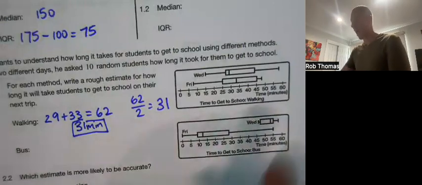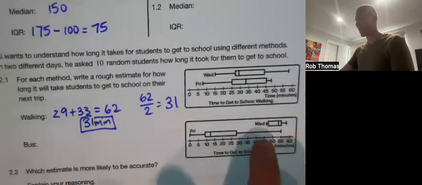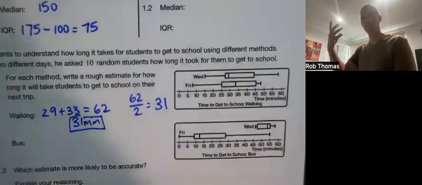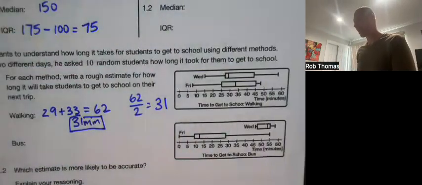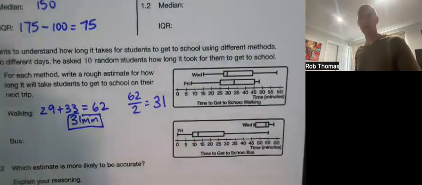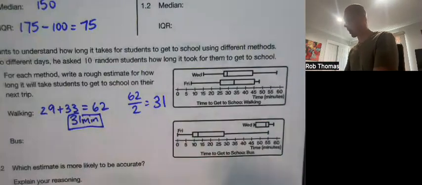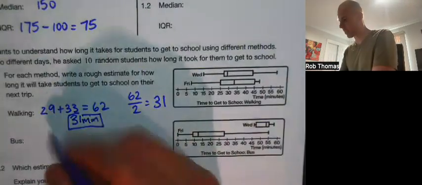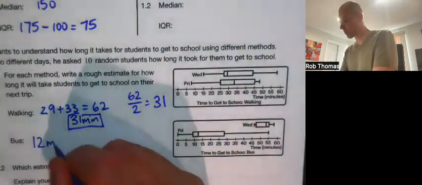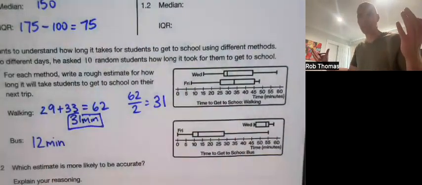I'm going to say, look, I don't believe this Wednesday data. I think this Wednesday data is janky for some reason. And this Friday data is something that I could probably just hopefully generalize from. I'm going to say the Friday median is the best median of how long it really takes somebody to get to school. And so I'm going to say 12 minutes. Sometimes it's as good as you can do with this stuff.